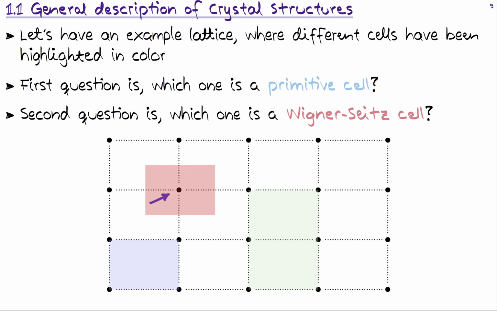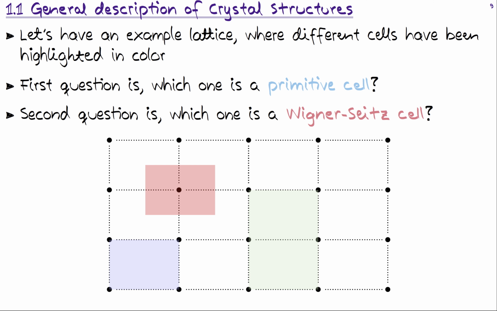This is the Wigner-Seitz cell, because we have the lattice point at the center of the primitive cell and not in the edges. So this is how we can form lattices, and this is the difference between any primitive cell we can imagine and what's a Wigner-Seitz cell.